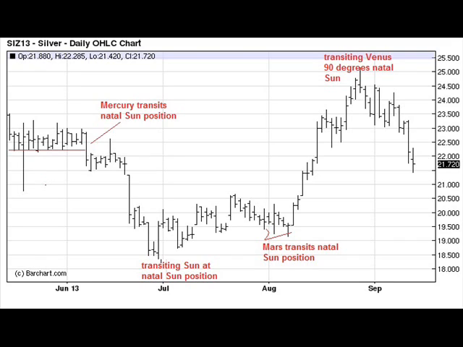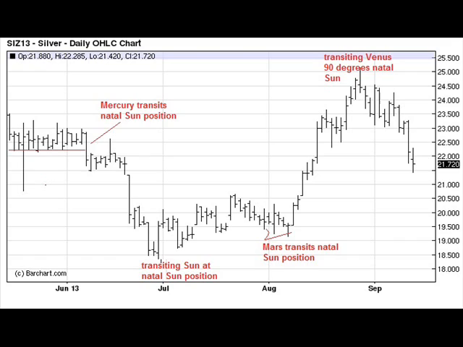Later in June, silver made its bottom, and we saw how square root mathematics predicted that. What else was happening? Well, you had Sun transiting past that 12 degrees of Cancer natal Sun position. And early in August, you saw silver start to break out. What was going on? Well, you had Mars transiting past that 12 degrees of Cancer natal Sun position. And then towards the end of August, silver reached a peak. Why?